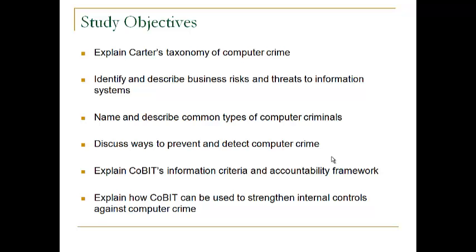We're going to identify and describe business risks and overall threats to information systems. We'll name and describe some common types of computer criminals, discuss ways to prevent and detect computer crime. We'll also talk about COBIT's information criteria and accountability framework, and then just describe briefly how COBIT can be used to strengthen a company's internal controls against computer crime.